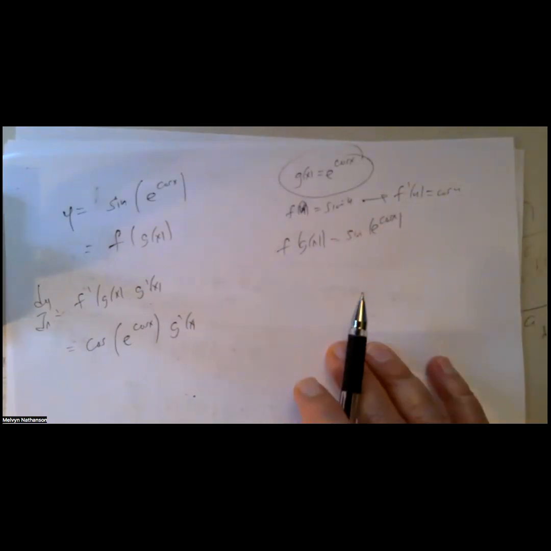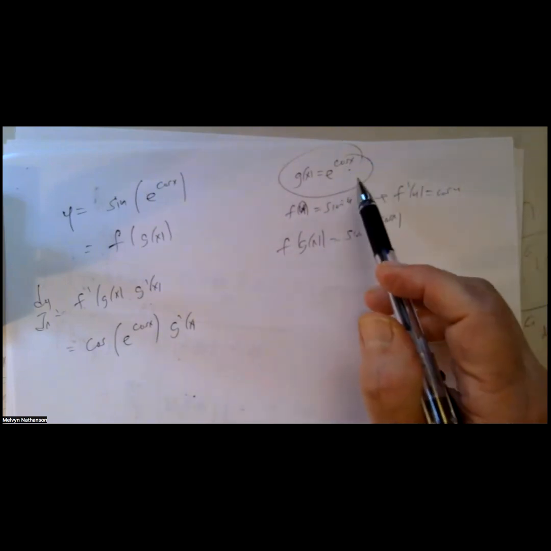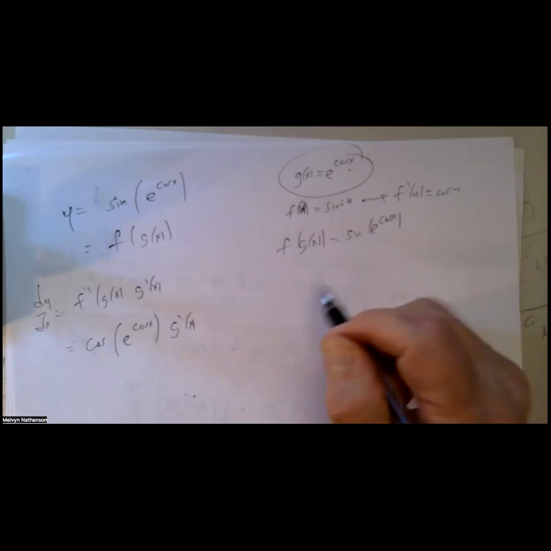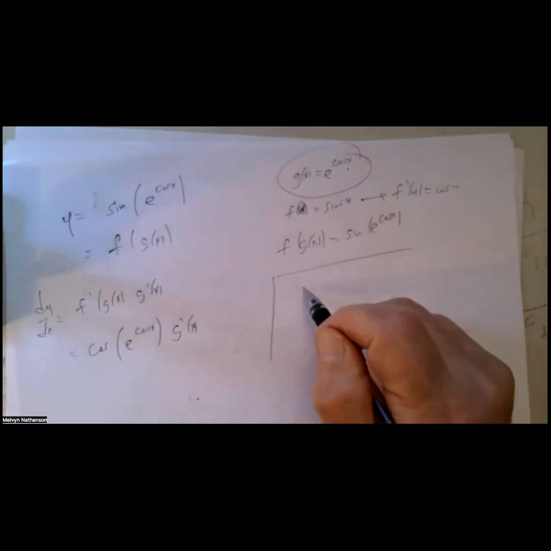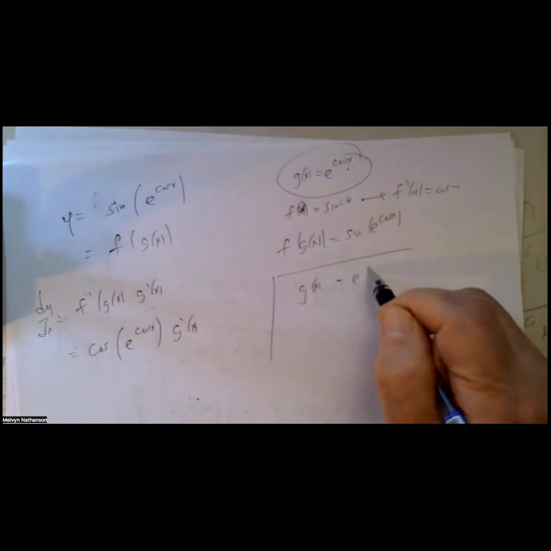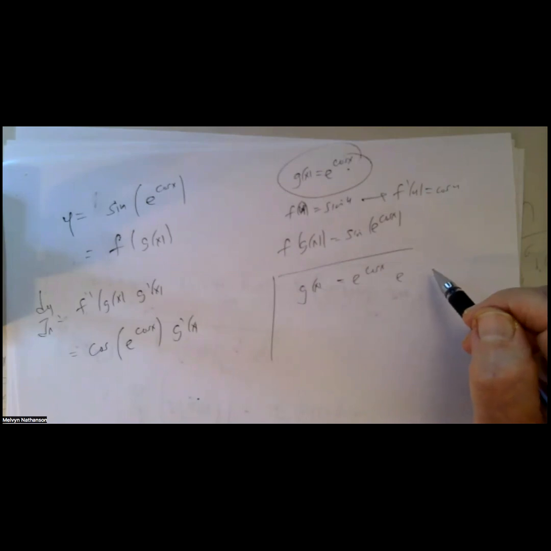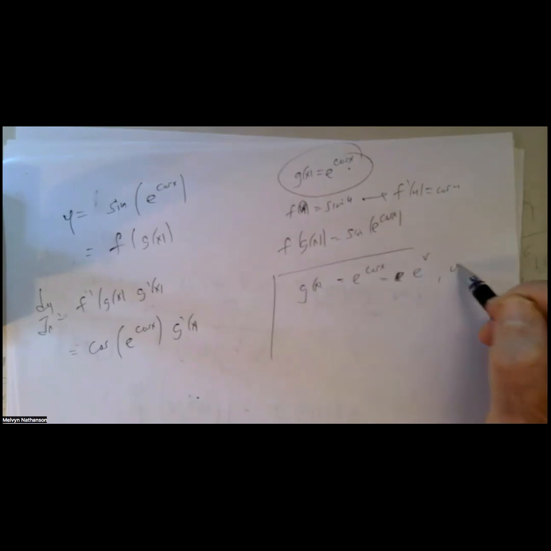But this is g prime, and it's not clear what the derivative of that is, because g itself is a composite function. So we have to apply the chain rule a second time. We have g of x equal to e to the cosine of x. This is like e to the v, where v is the cosine of x.